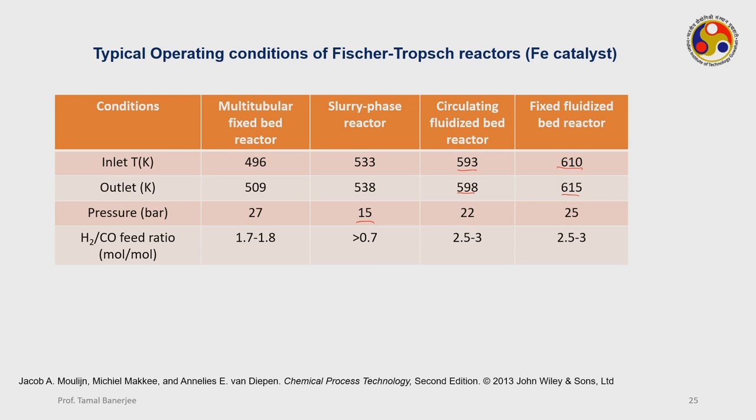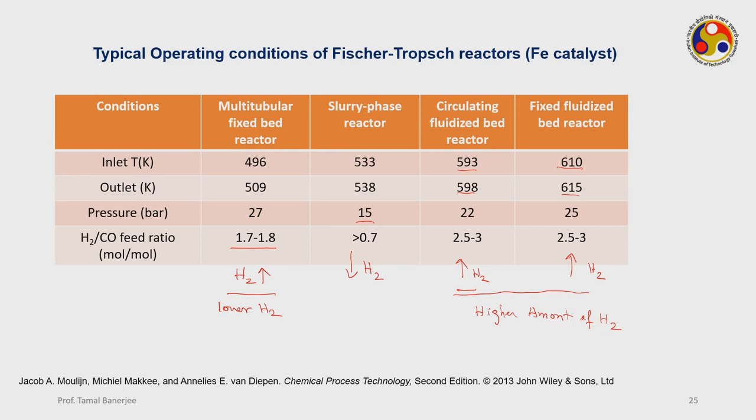Now the type of feed they can take up. The multitubular fixed bed can take up feed with only a lower amount of hydrogen, while these can take a higher amount of hydrogen. So it means these particular reactors can take syngas which has a higher amount of hydrogen, that is the fluidized bed. So the water gas shift reaction works well with a higher amount of hydrogen in this case, while in this one the hydrogen is lower, so the water gas shift reaction will not occur. So this was about this.